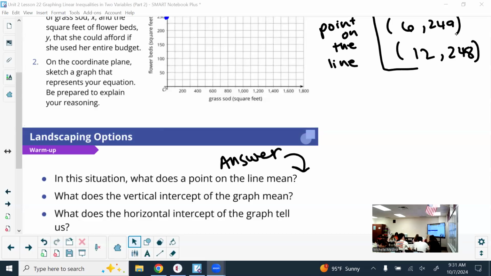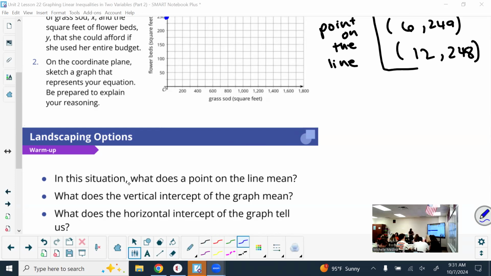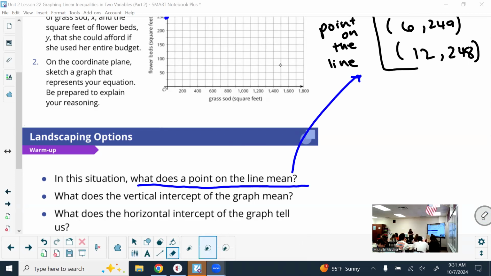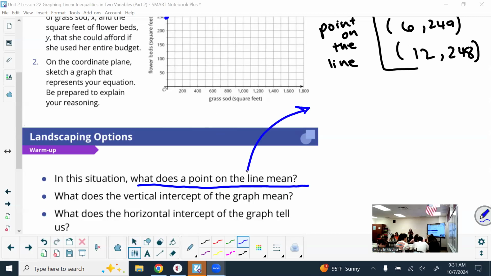Figure it out. So table 2, what would a point that's on the line tell us? In this situation, what are they talking about? Okay, the y and the x. What does, say, the x represent?